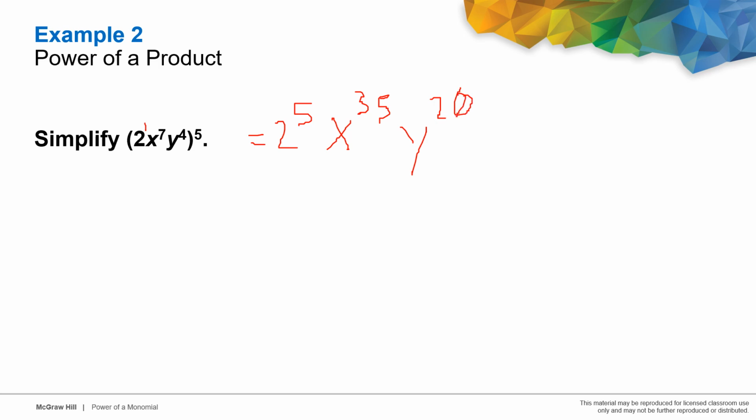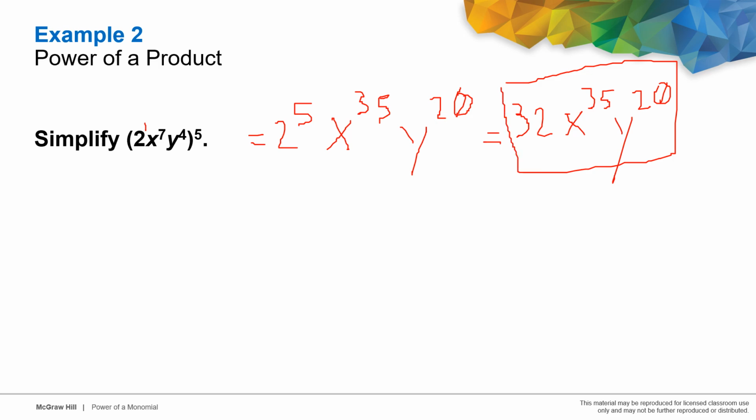All right. Now you are not done. You have to evaluate any number, coefficient or constant, with an exponent. You cannot leave that as 2 to the 5th. So 2 times 2 is 4, times 2 is 8, times 2 is 16, and finally times 2 is 32. So we are left with 32x to the 35th power times y to the 20th power. Yes, it's ugly. It's okay. Your answers can be ugly. We got to get used to that. It's going to be algebra.